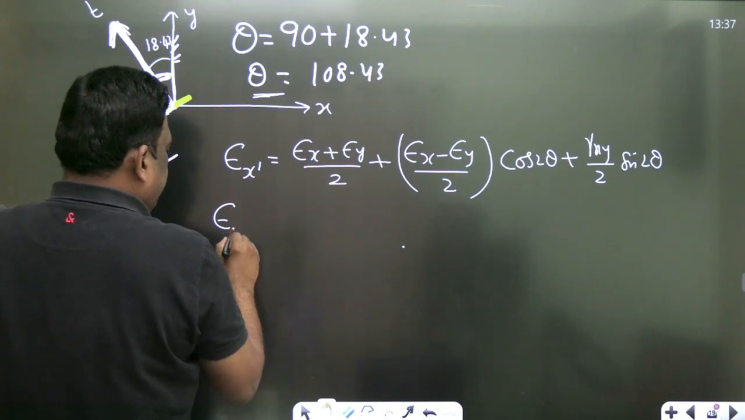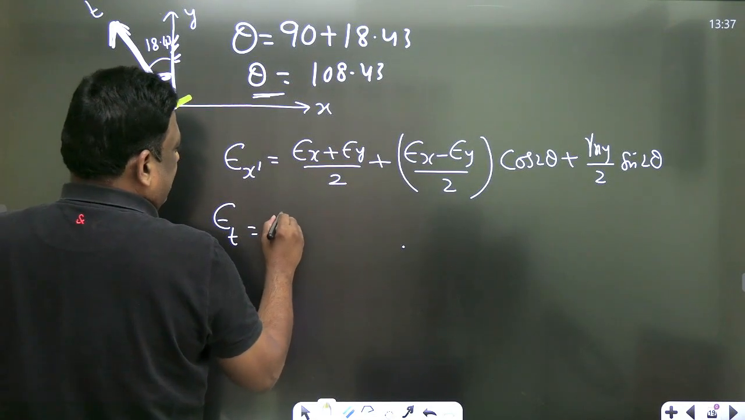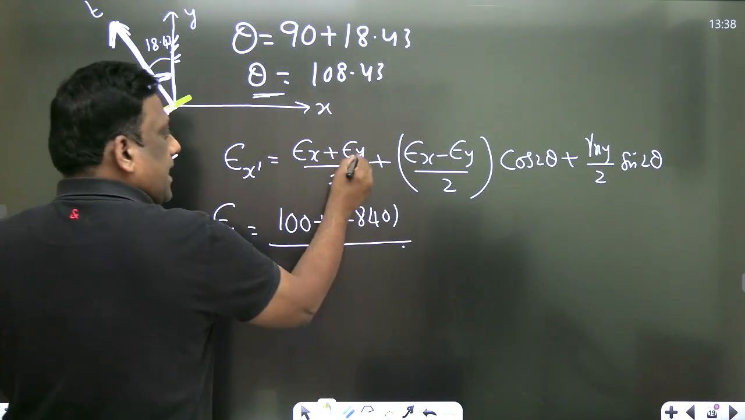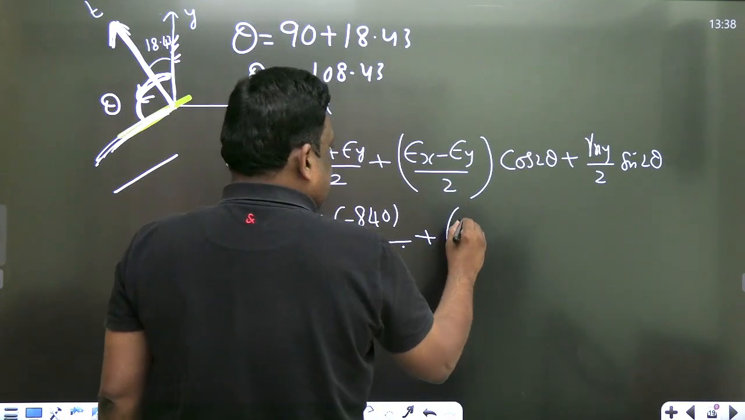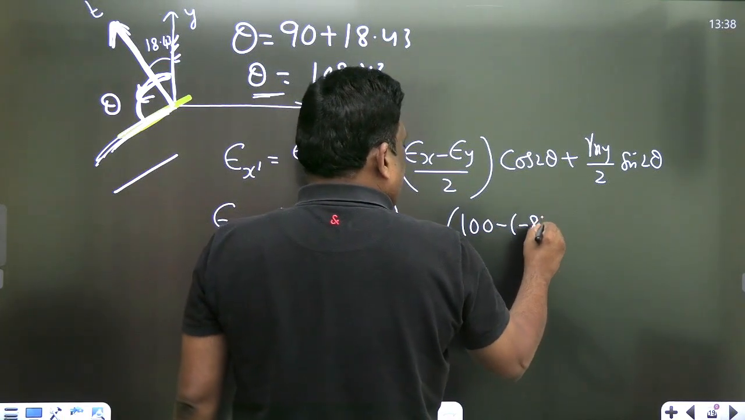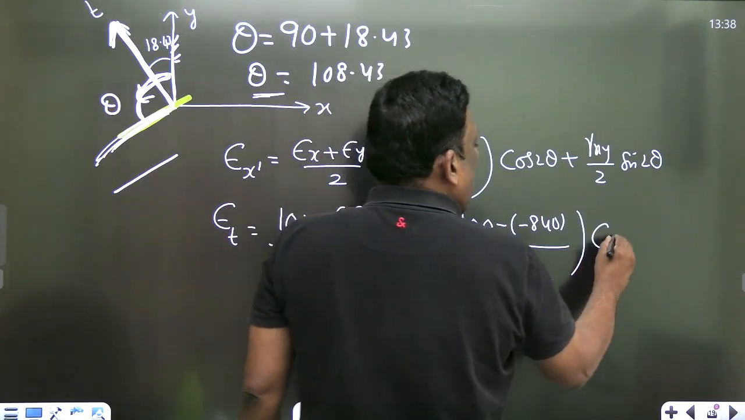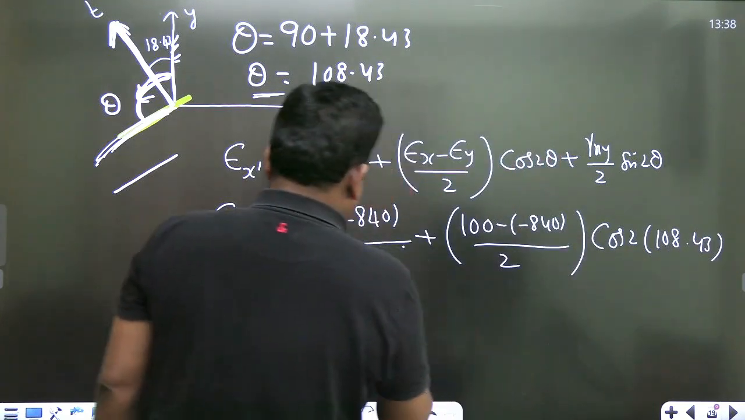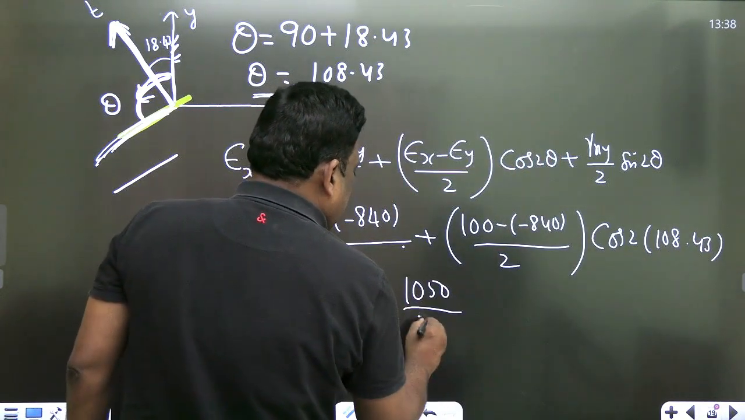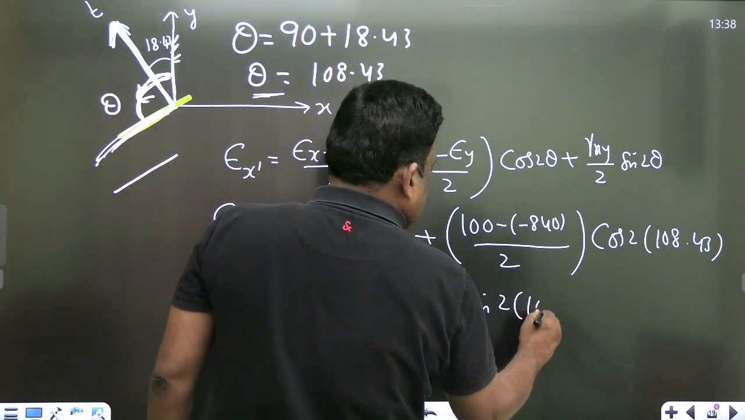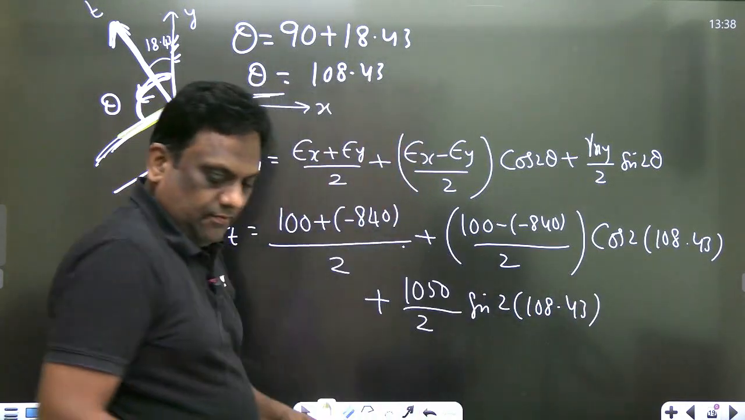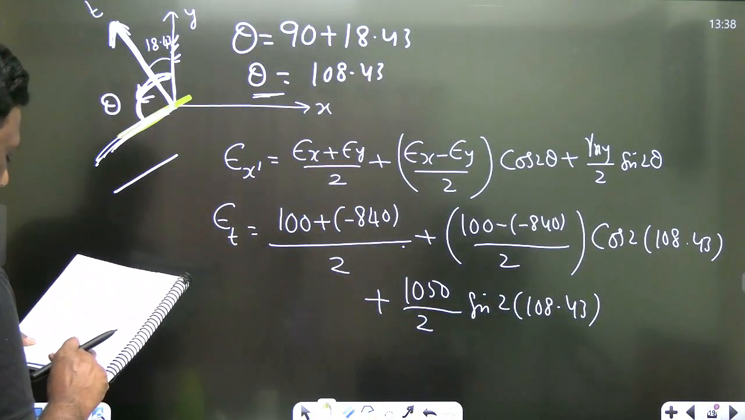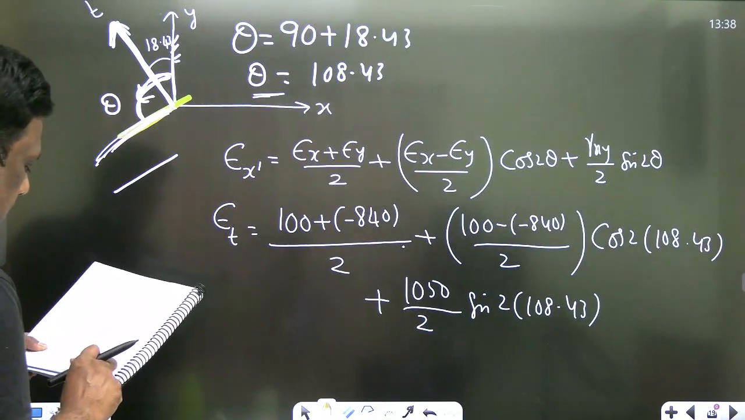So epsilon t is equal to epsilon x, I think it is 100, and this is minus 840. Epsilon y is known, epsilon x is known, plus epsilon x is 100 minus of minus 840 by 2 cos of 2 times 108.43 plus gamma xy is 1050 by 2 and sine of 2 times 108.43. Let me calculate the value. How much is epsilon t coming, sir? 100 minus 840 by 2, 100 plus 840 by cos of this. Correct? 1050 by 2. Yes.